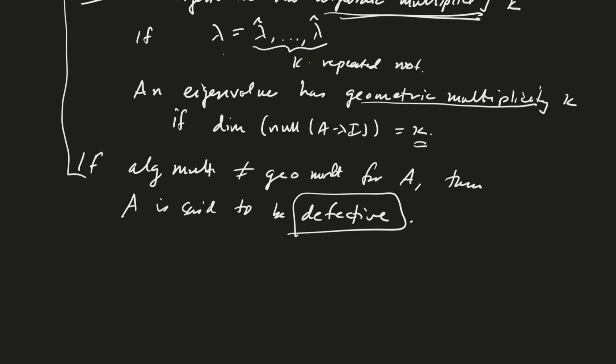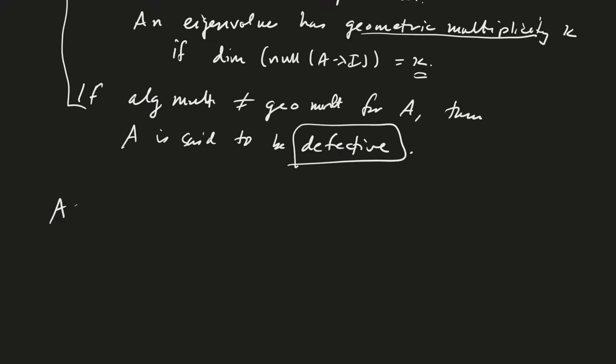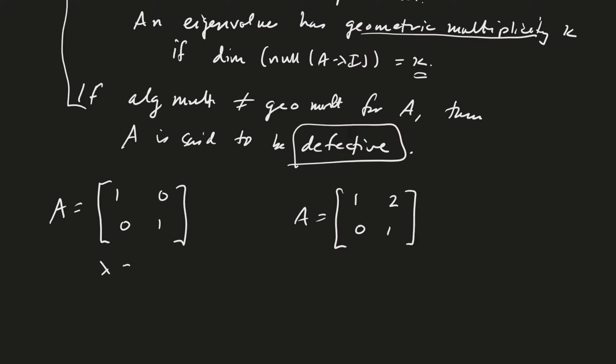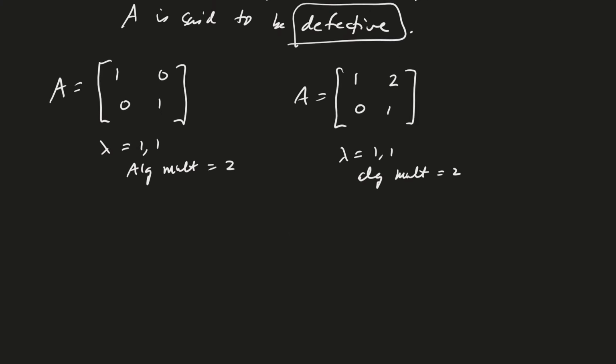And so a quick example is for a matrix, let's say 1, 0, 0, 1. And another matrix over here is going to be 1, 2, 0, 1. Okay, now lambda is 1 and 1, so this has algebraic multiplicity equal to 2. And here lambda is equal to 1 and 1 with algebraic multiplicity equal to 2. Okay, so if I go into this first matrix and look for the eigenvectors, then I see that A minus lambda I is just going to be the 0 matrix.